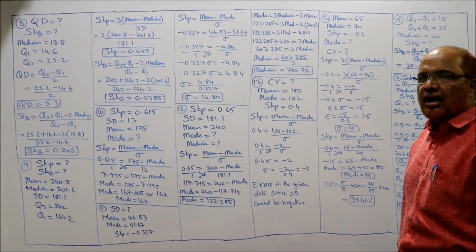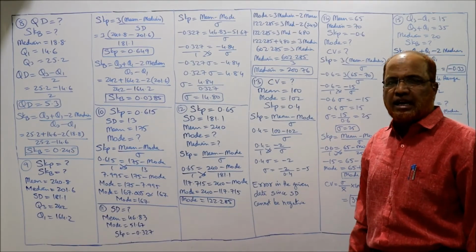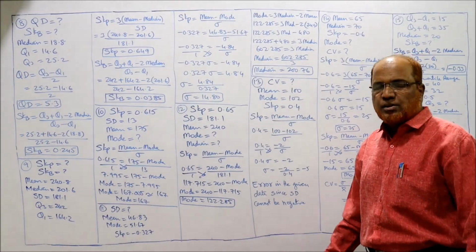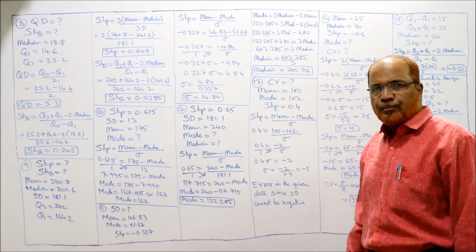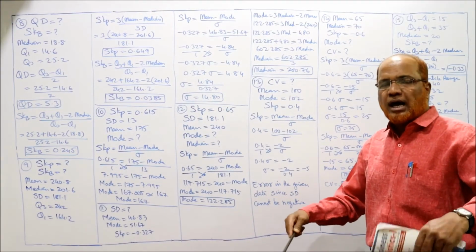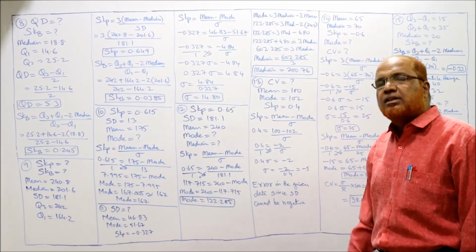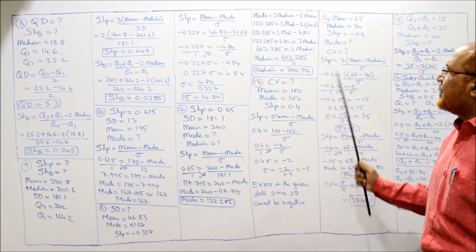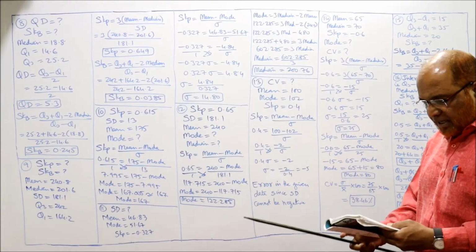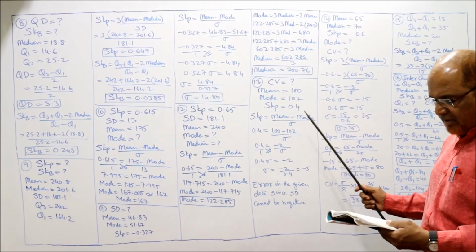So we cannot get the right solution when the problem is incorrect. So there is a proverb: garbage in, garbage out. If you give a correct problem, the answer will also be correct. If there is inconsistency in the problem, then the answer will not be correct. Now 14th problem. In a distribution, mean is 65, median is 70.